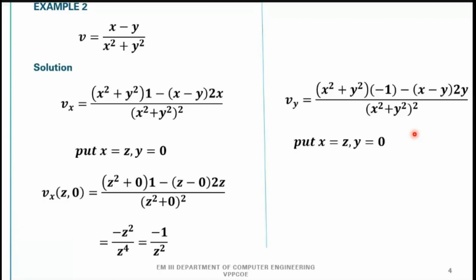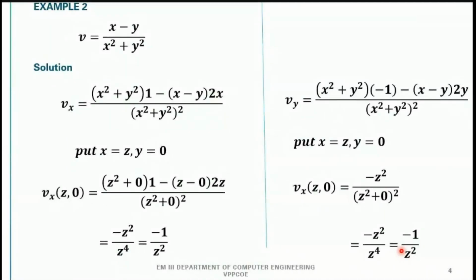First term will become minus z square, है ना? यहाँ पे minus z square because y की value 0 है. So I will get minus z square, y is 0, so second whole term will become 0 here. x is z square, y is 0. So I will get minus z square upon z square, the whole square. That will be minus z square upon z raised to 4, which is also equal to minus 1 upon z square. So Vx is minus 1 upon z square.